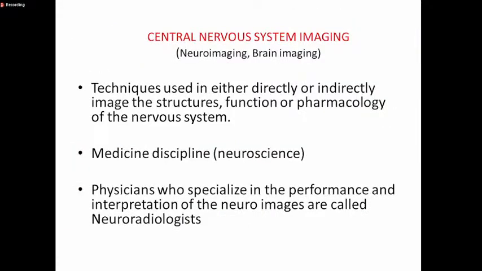Now, the central nervous system, as we know it, we can say neuroimaging, or if you want, you can call it brain imaging. Basically, those are techniques that you use to directly image the structure, the function, and the pharmacology of the nervous system.